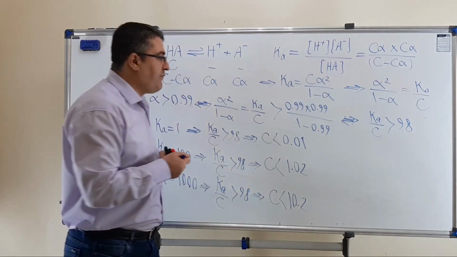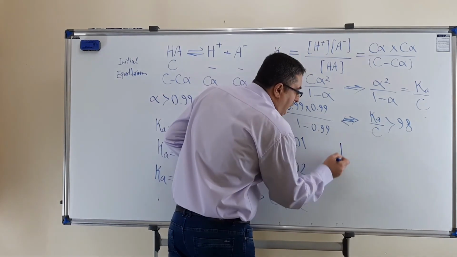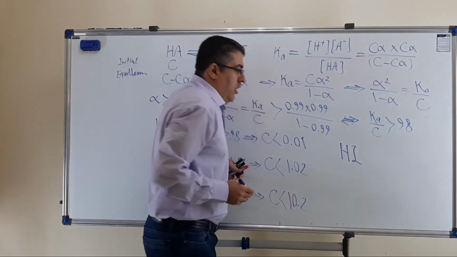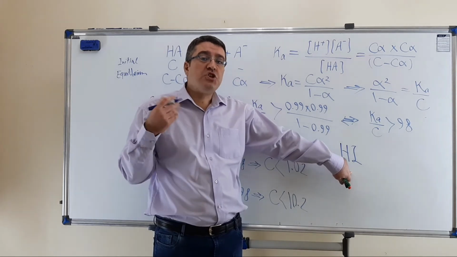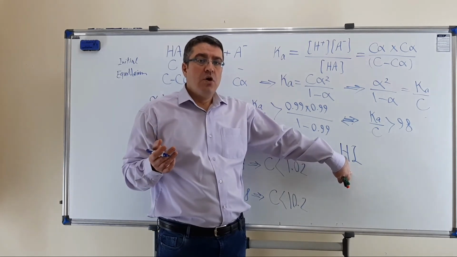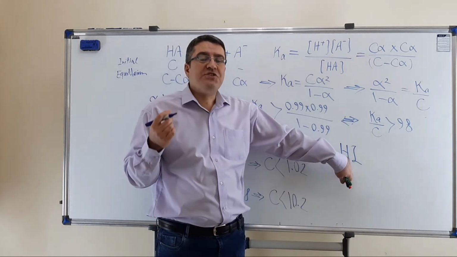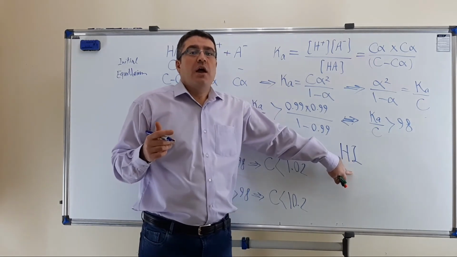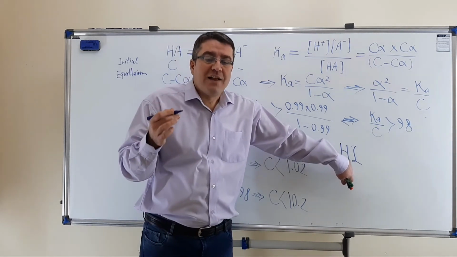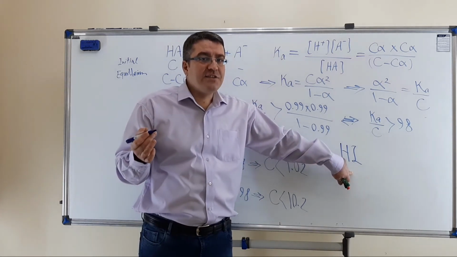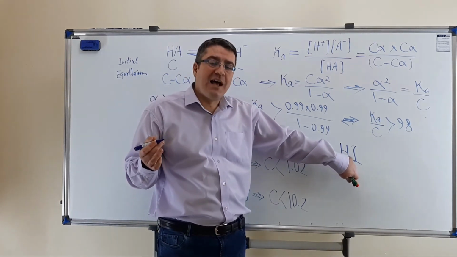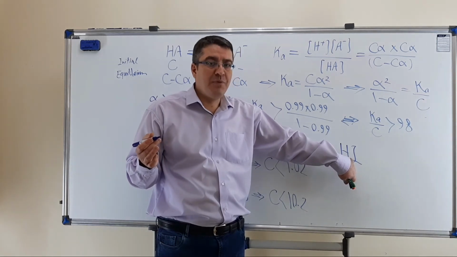Therefore, we see that for acids like hydroiodic acid, whose acidity constant is much greater than 1, which is much stronger than the hydronium cation in aqueous solutions, at any concentration, we can assume that its acid dissociation reaction is complete.